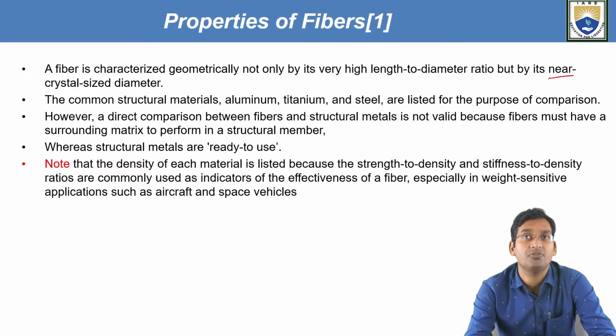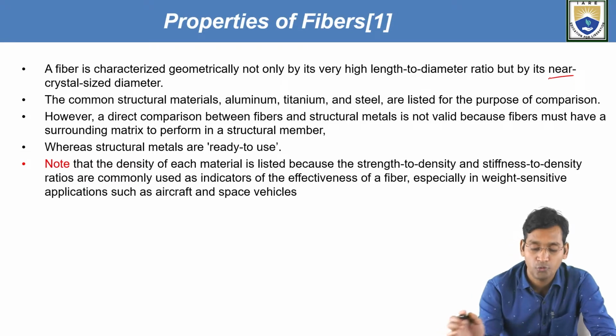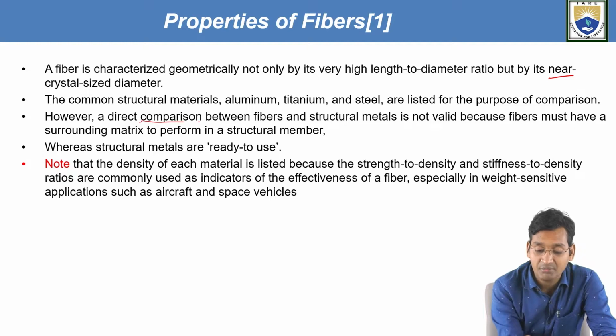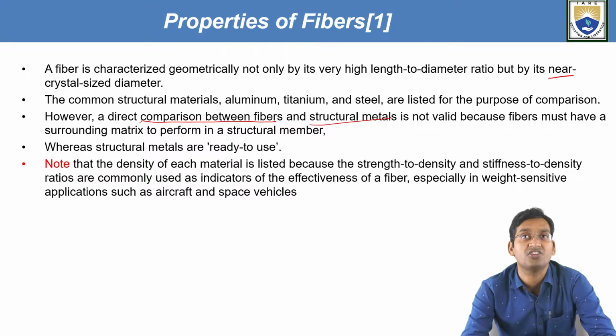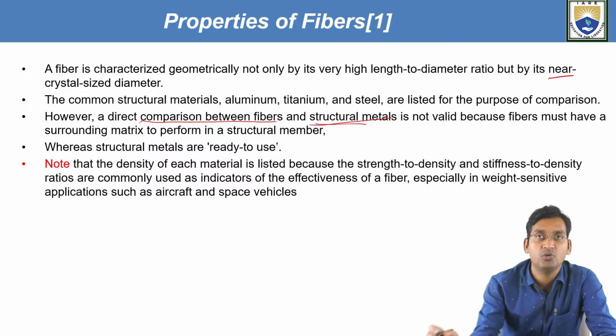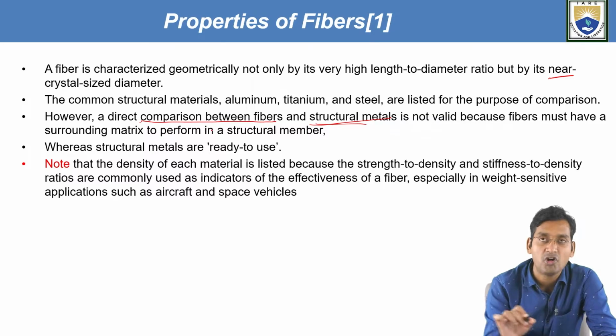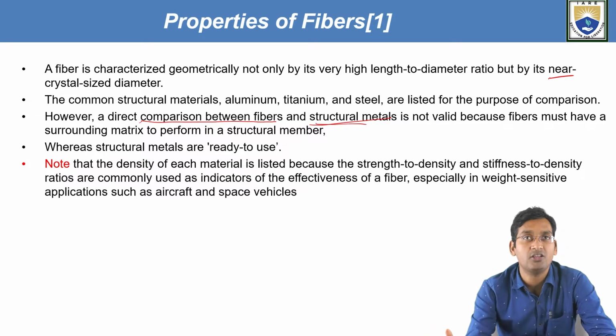However, a direct comparison between fibers and structural metals is not valid. Structural metals can be used directly to form a structure, but fiber cannot be compared that way, because fiber must have a surrounding matrix to perform in a structural member. Fiber along with the matrix only can be used as a structural member, whereas a structural metal can be used directly. So we cannot compare both.